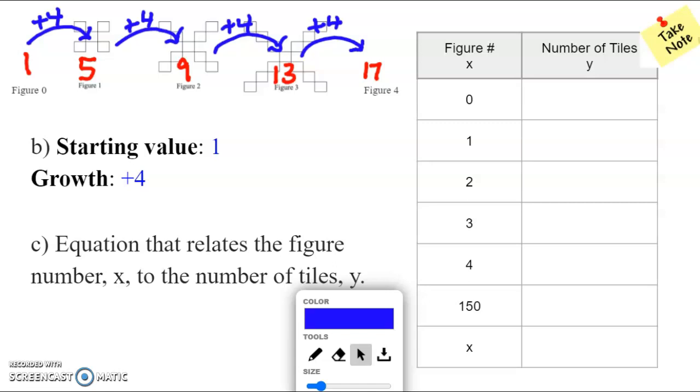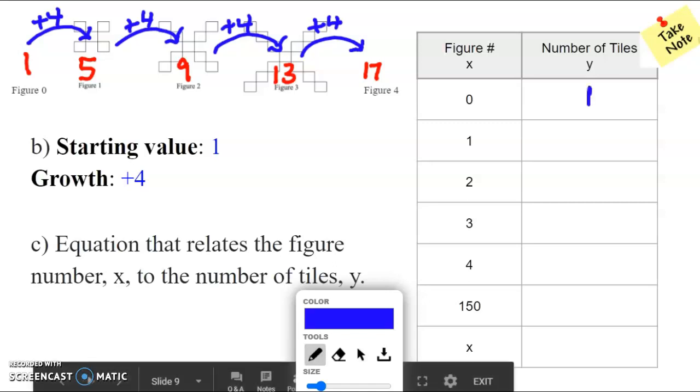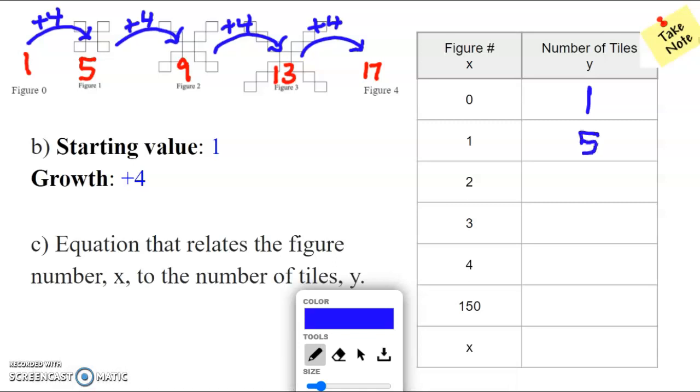Okay, now let's try to create a table with this information. We know that for figure 0 we had 1 tile. For figure 1, we had 5 tiles. For figure 2, we had 9 tiles, 13 and 17. And now we come to the question: what if it was the 100th figure?